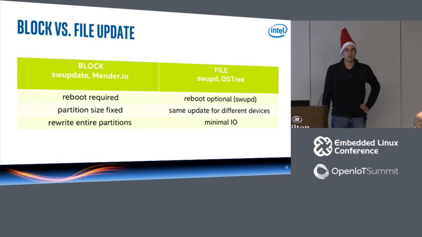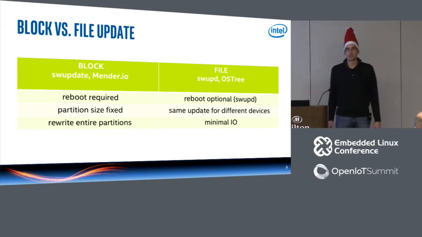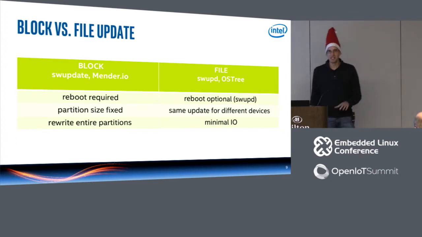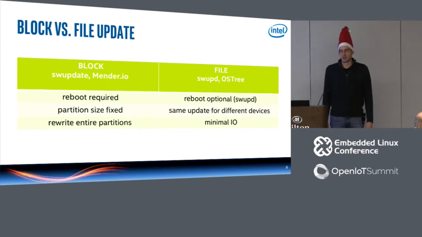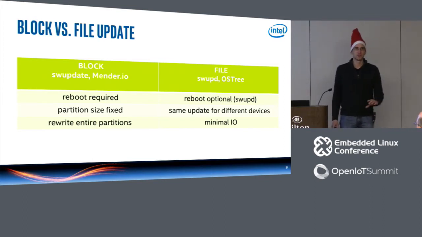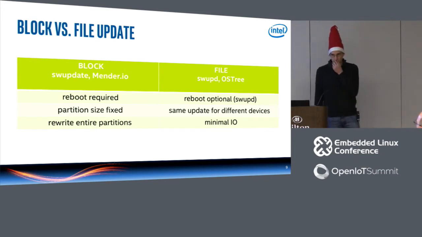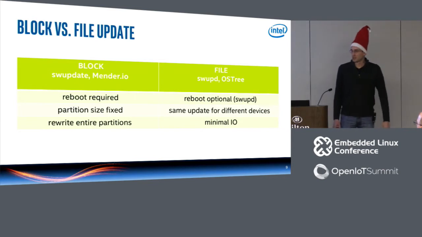The alternative is file-based updates. You have an existing root file system, read-write, so you can modify files in that partition. Two prime examples are swupd, and I have to be careful about the pronunciation. Swupd and swupdate are two different things. Swupd is updating files and replacing files, basically directories, as part of the update process. OSTree is slightly different. It creates an alternative tree using hard linking, and then during reboot, it switches over to a new root. So it's a bit more atomic, but it still needs a writable root file system to do its work.